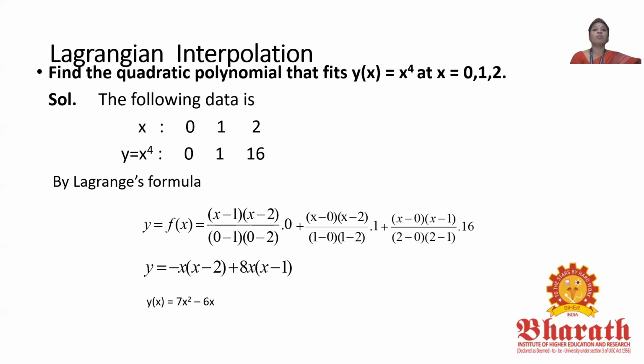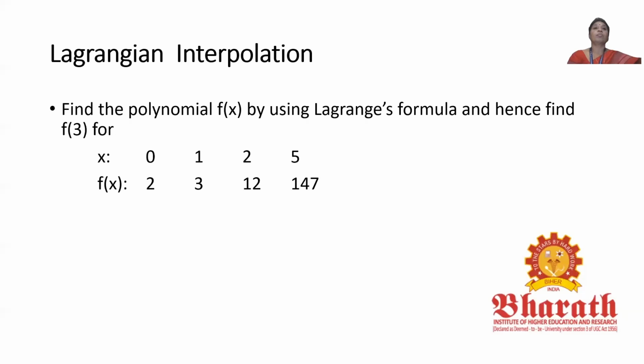So by Lagrange's formula, y is equal to f of x is x minus 1 into x minus 2 by 0 minus 1 into 0 minus 2 into 0, plus x minus 0 into x minus 2 by 1 minus 0 into 1 minus 2 into 1, plus x minus 0 into x minus 1 by 2 minus 0 into 2 minus 1 into 16. So if you simplify, you will get y is equal to minus x into x minus 2 plus 8x into x minus 1. Further, if you simplify, you will get the quadratic polynomial, that is y of x is equal to 7x squared minus 6x.